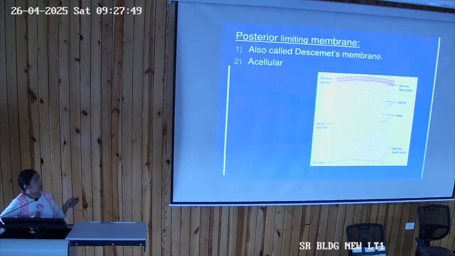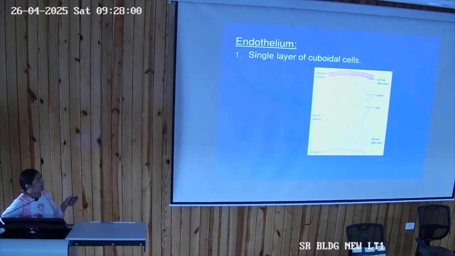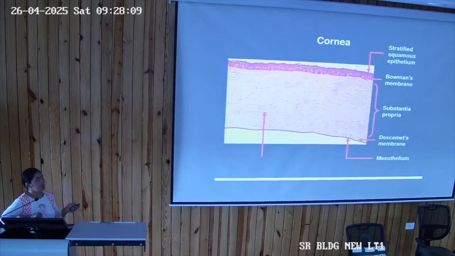Next layer, coming to the end of the cornea, is the posterior limiting membrane, also called Descemet's membrane. So you should know which is Descemet's membrane and which is the Bowman's membrane. Last one, the endothelial layer. Here this endothelial layer is formed of cuboidal cells. So this is a picture of a corneal slide if you see it at 10x. At 10x magnification, you can differentiate these layers. This is the stratified squamous epithelium, then the Bowman's membrane, stromal layer, Descemet's membrane, and below is the endothelium.